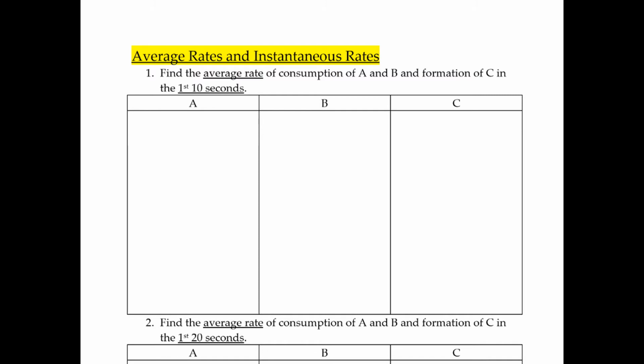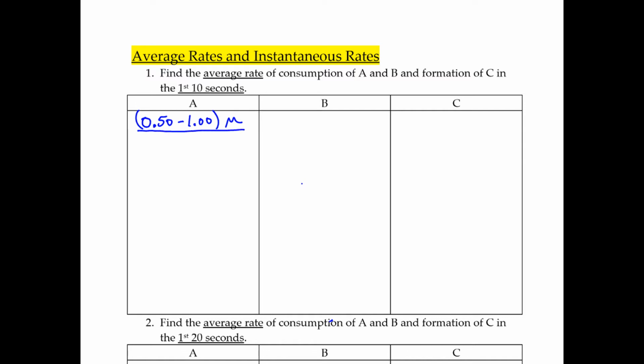Let's say we wanted to get the average rate of consumption of A and B and the formation of C in the first 10 seconds of this experiment. The first thing we need to do is figure out the concentrations of A at the end minus the beginning. So A went from 1 to 0.5, so you always do the end minus the beginning. That's going to be the molarity over the change in time.